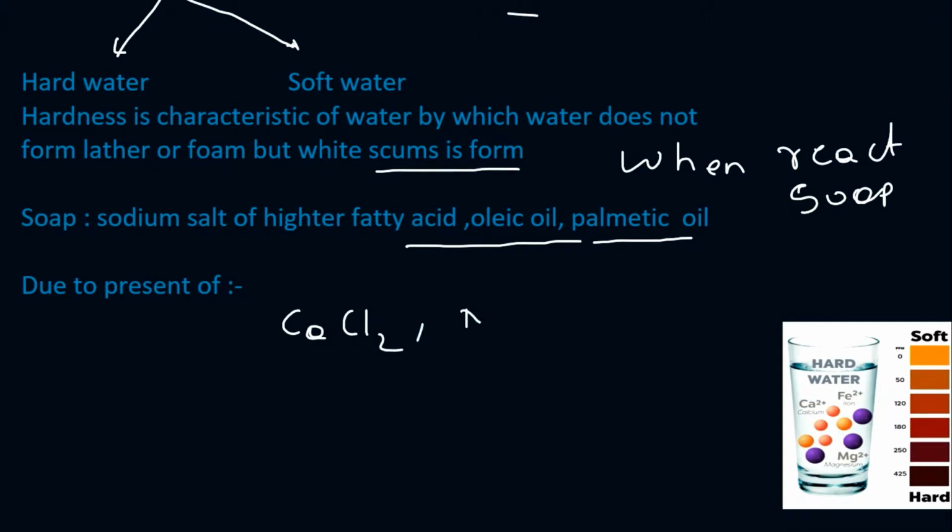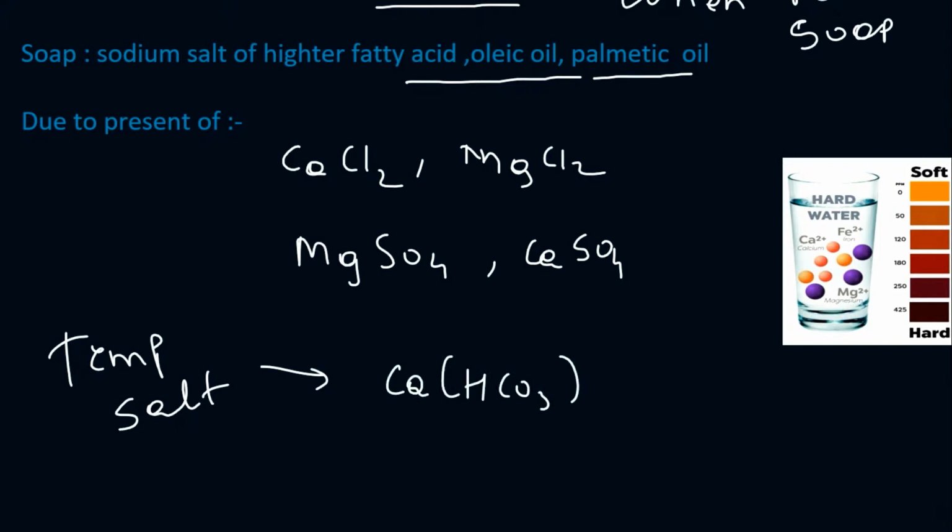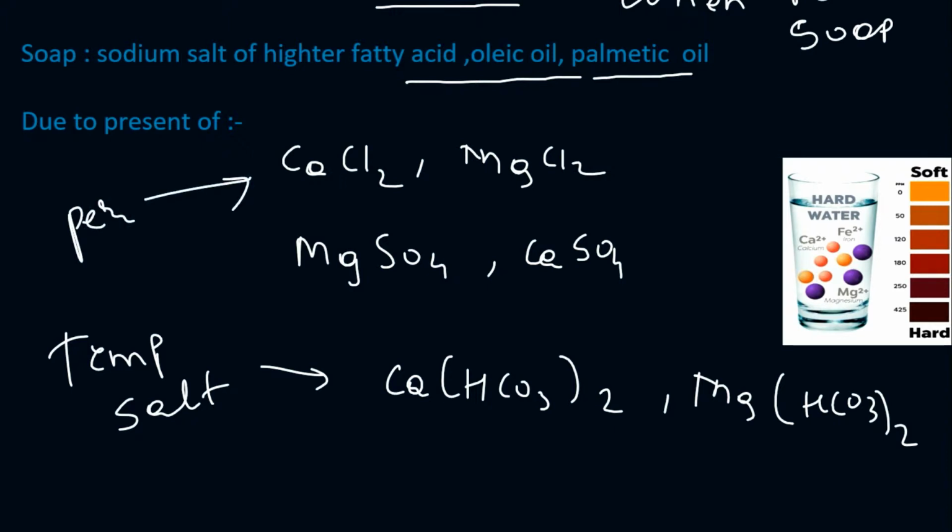CaCl2, MgCl2, MgSO4, or CaSO4. These all are the permanent salts that are present in the water, and the temporary salts are Ca(HCO3)2 and Mg(HCO3)2. These are temporary salts and these are permanent salts present in water.